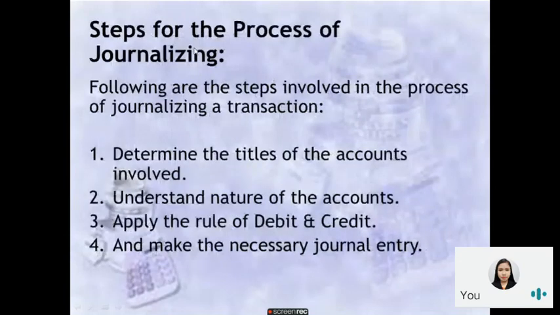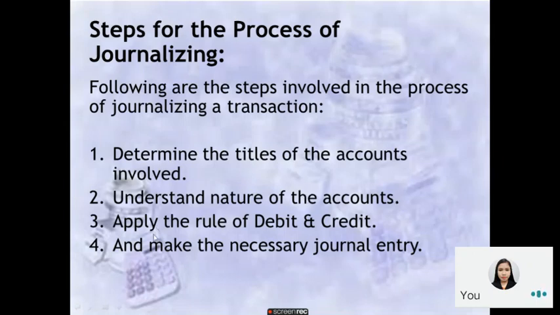These are the steps in the process of journalizing. Following are the steps involved in journalizing a transaction. First, determine the titles of the accounts involved. After you read or already know the transaction, the first thing to do is to analyze what account titles are involved in that specific transaction. Next is to understand the nature of the accounts. When we say understanding the nature of the account, you must determine the effects of the transaction.